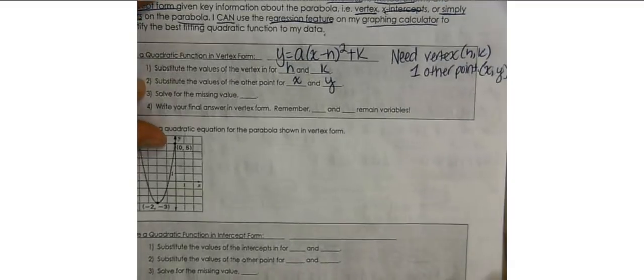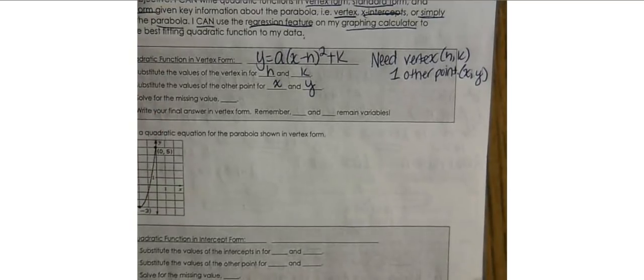So you're going to need a vertex, which is going to be (h, k). And you're going to have one other point, which is going to be (x, y). And the thing that's missing is your a value. So then you're going to solve for your missing value called a. And then once you know what a is, you're going to rewrite your final answer in vertex form, remembering that x and y will remain as variables.